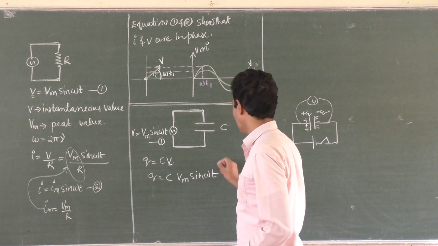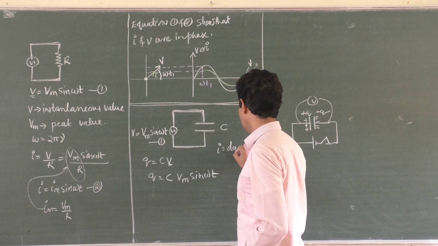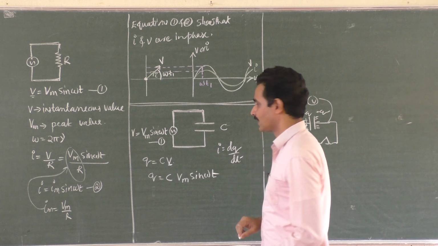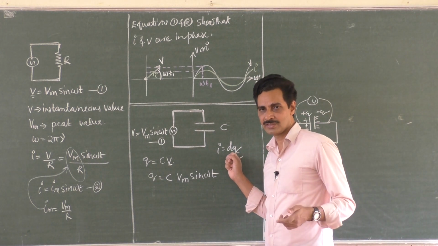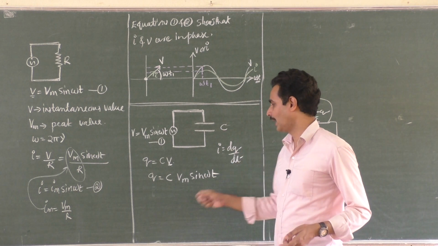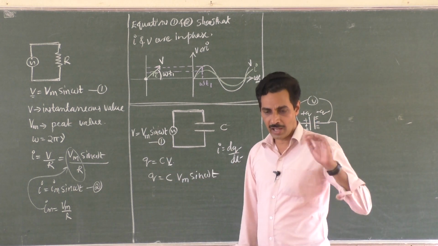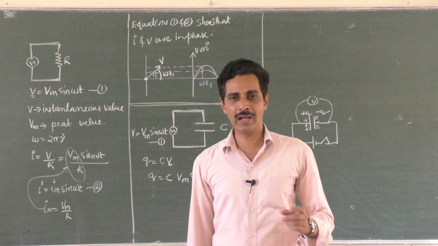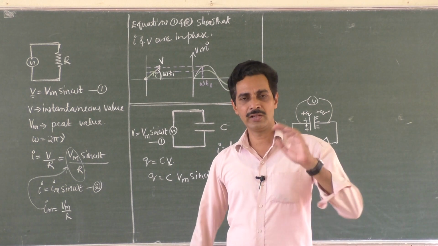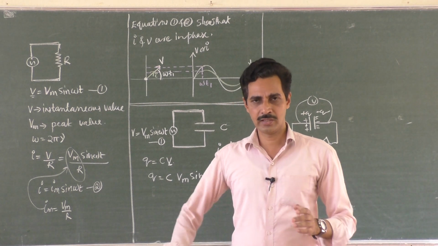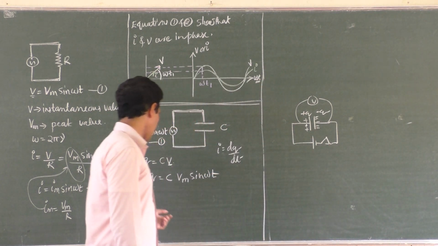You know that current is equal to dq by dt. You know this fact, right? It is the rate of flow of charges. So once you get the equation for charge, you can differentiate it and you can get the value of current. And now we know that the current equation should have cos omega t or sin omega t plus pi by 2, sin omega t plus 90. It should be leading by 90 degrees. Okay, how to get it now?